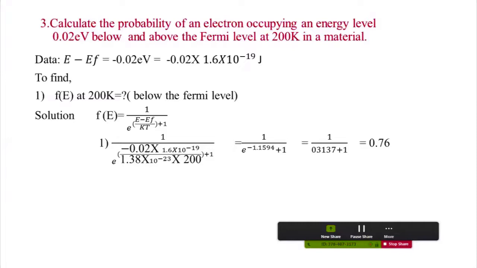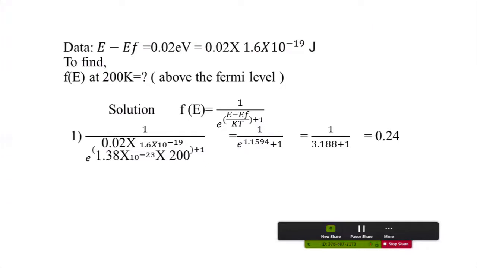After simplifying that, 1 over 0.3137 plus 1. After doing the final substitution and all the calculation, we will get the answer for below the Fermi level at 200 Kelvin as 0.76. That is the probability of an electron at 200 Kelvin. Next, above the Fermi level. This one we already did in the previous problem.